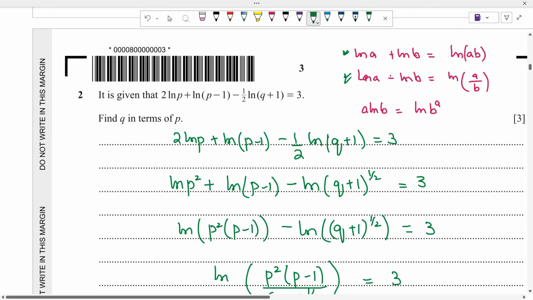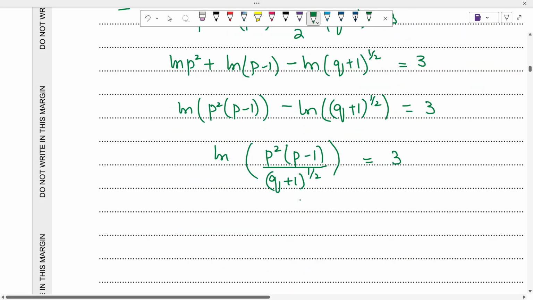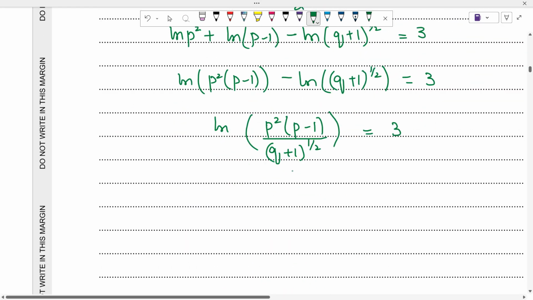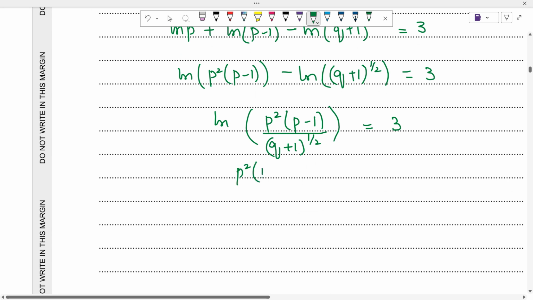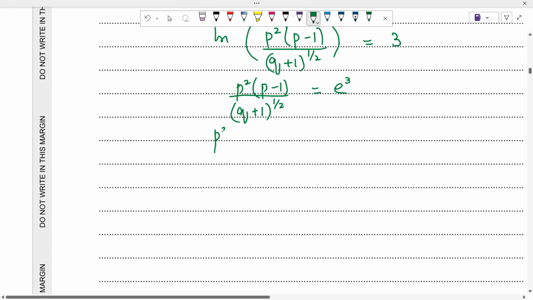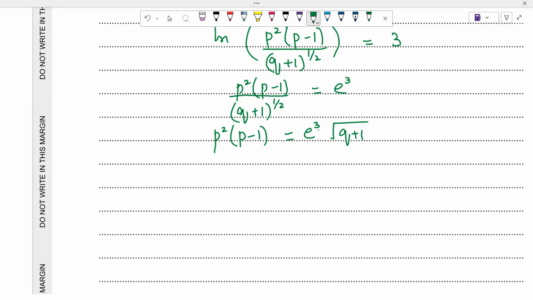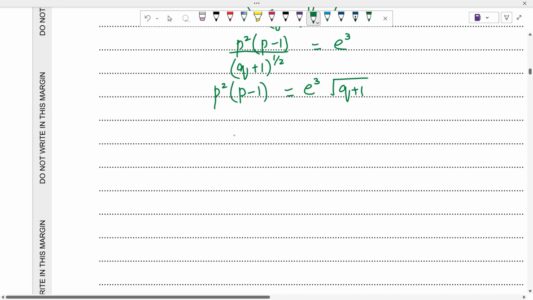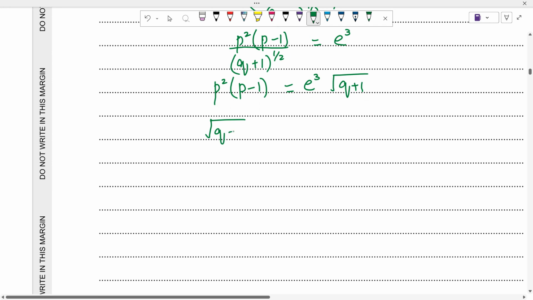And we need to find q in terms of p. So we can take the exponential of both sides. This will become p squared times (p minus 1) over (q plus 1) to the power of half equals e to the power of 3. So this will become p squared times (p minus 1) equals e cubed times the square root of (q plus 1). So further solving, we will have the square root of (q plus 1) equals p squared times (p minus 1) over e cubed.